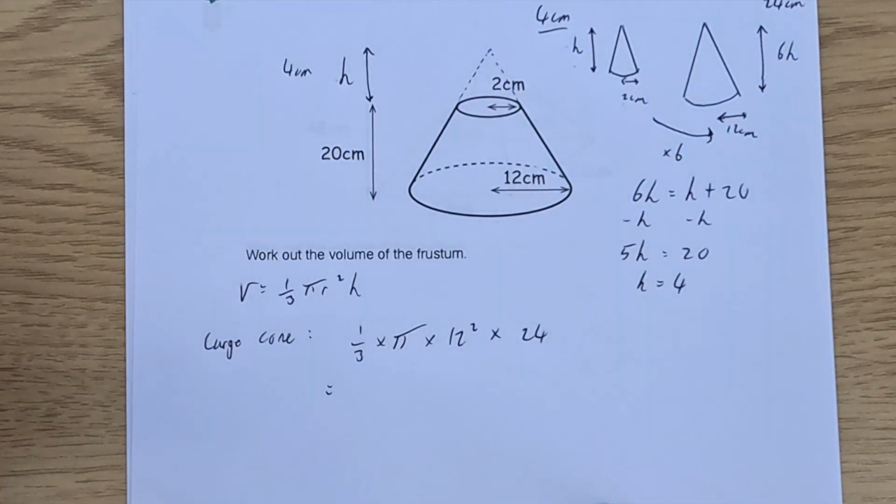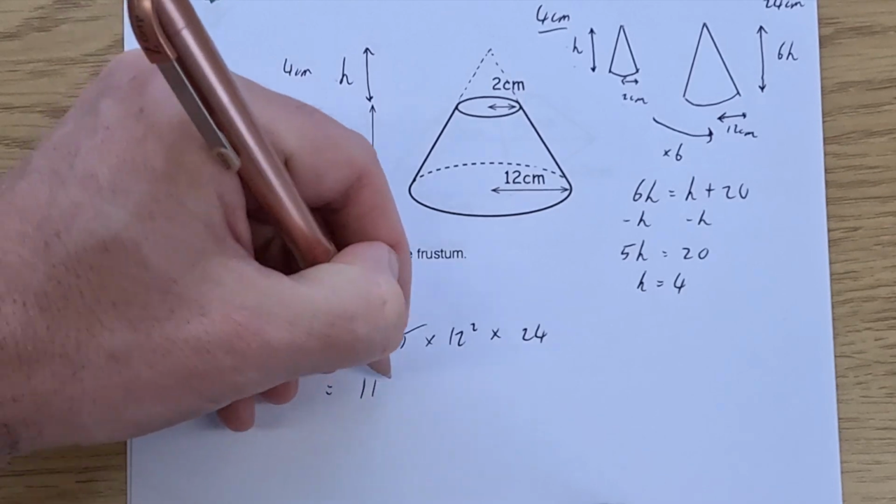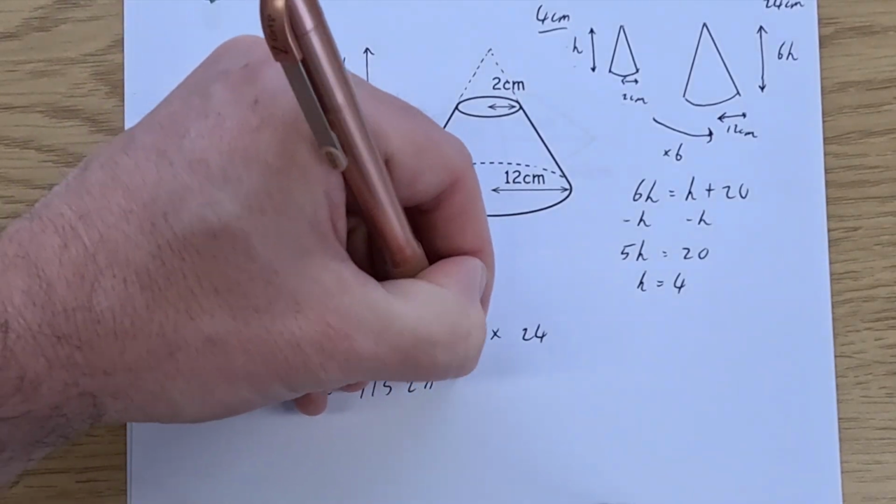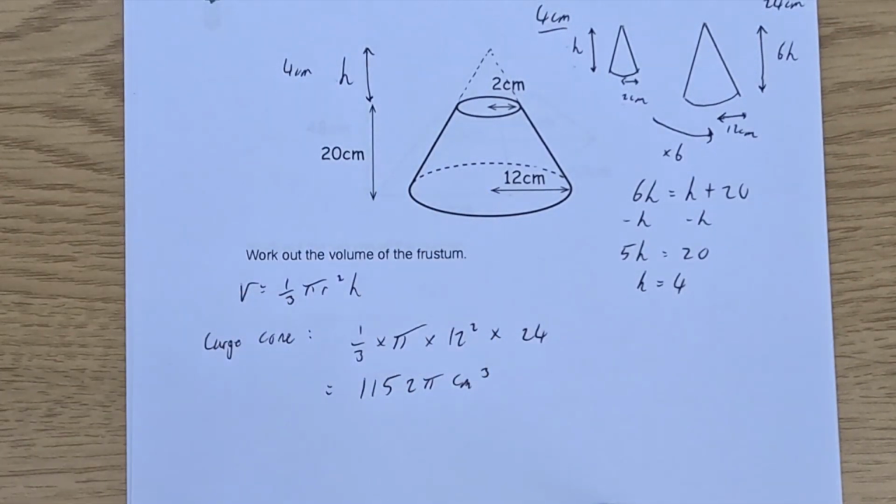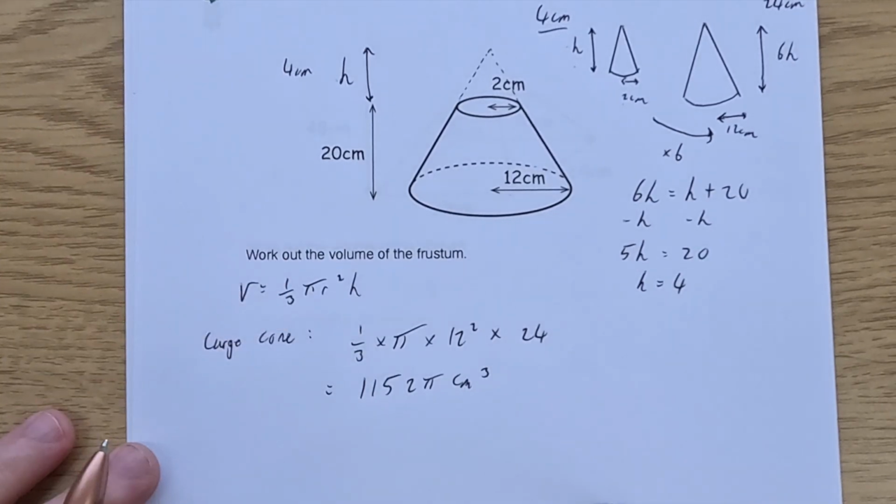So let's do that. And when we do that, we get an answer of 1,152 pi centimeters cubed. So that's the volume of the larger cone. You can do it as a decimal number, and that's 3,619.114737, but I'm just going to leave it in terms of pi at the minute. I'll do the same for the smaller cone, and then whenever I subtract them, then I'll change them into a decimal number.